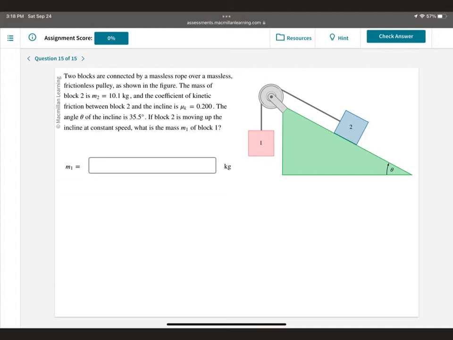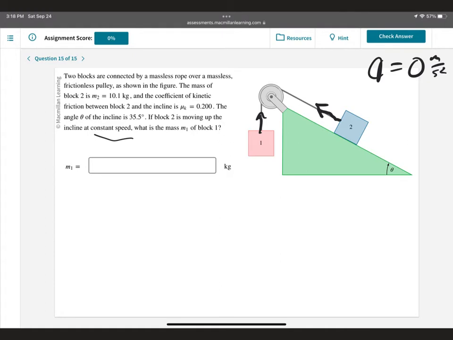In the rope, there's a tension, and that tension is going to act on both boxes. For box number 1, the tension is going to act up. And for box number 2, the tension is going to act along the line, pulling it up the hill. In both cases, it says that it's moving at a constant speed. So the acceleration is 0 meters per second squared.